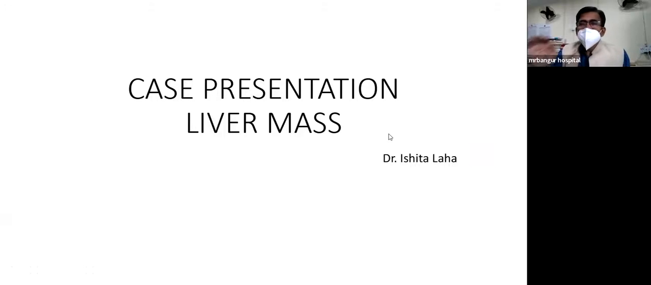Good morning. Today we will have a case presentation on liver mass. The case will be presented by Dr. Ishita Laha, who is a third-year junior resident at RKM Seva Pratishthan and Bihar Institute of Medical Sciences. Professor Saurabh Ghosh, Professor and Head of Oncosurgery at Calcutta Medical College, will take us through the scenario.